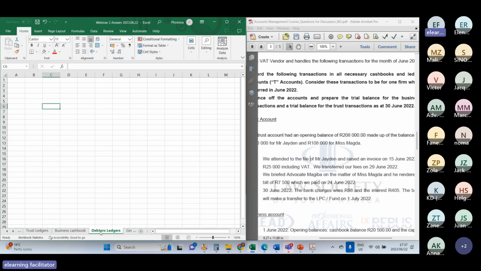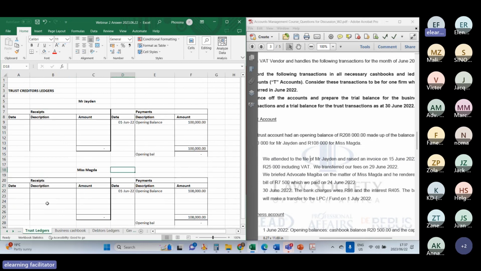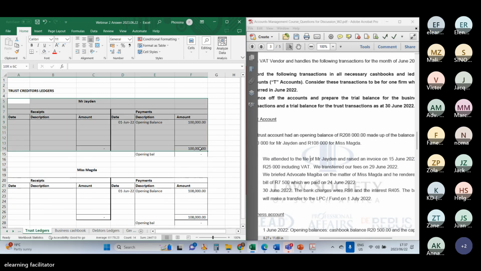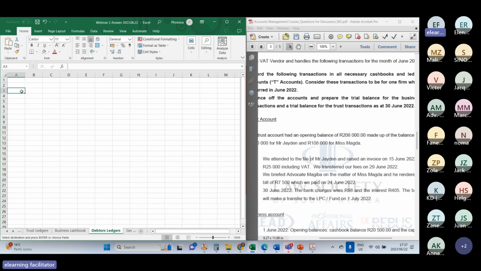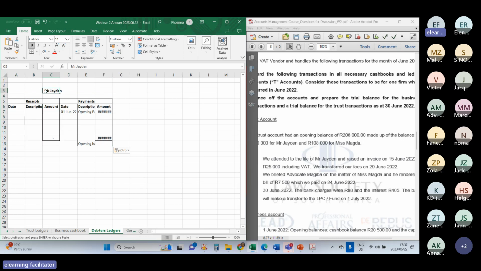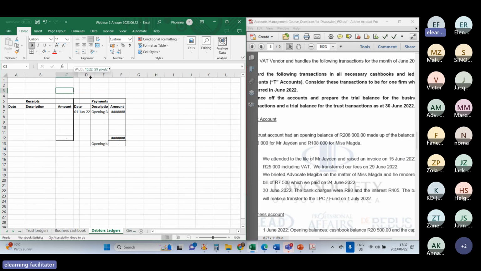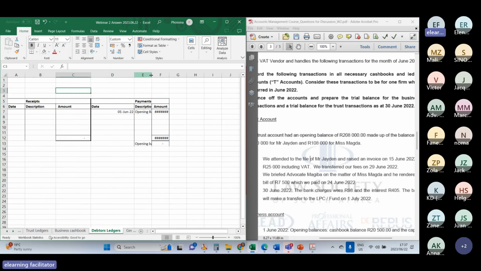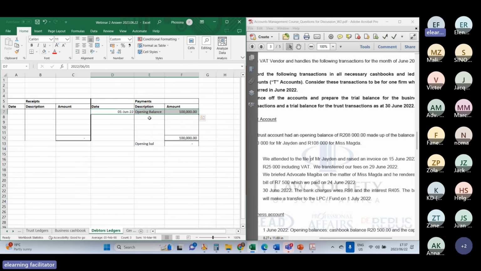Okay, and for our clients' business ledgers or our meta's business ledgers, I'm calling them debtors today. It's also the same setup. It's only that our clients are our debtors, so they should usually have a debit balance. So it's rare that we leave our clients with a credit balance. It would mean then we are owing them. So the moment the practice is owing them, then it becomes a trust creditor. Then we have to move money to the trust account. Okay, and then our general ledger.